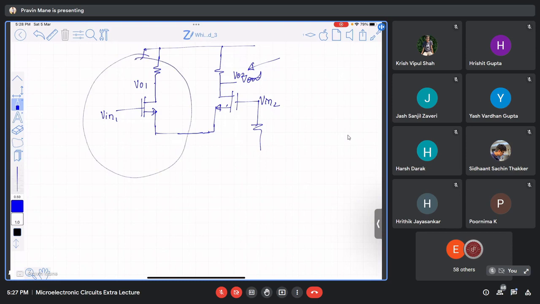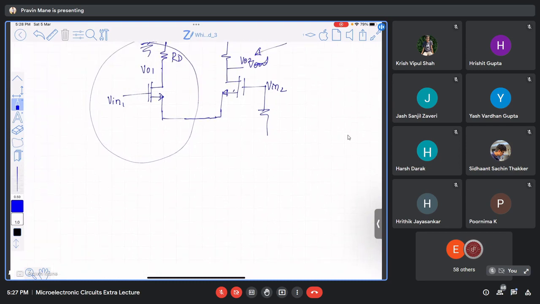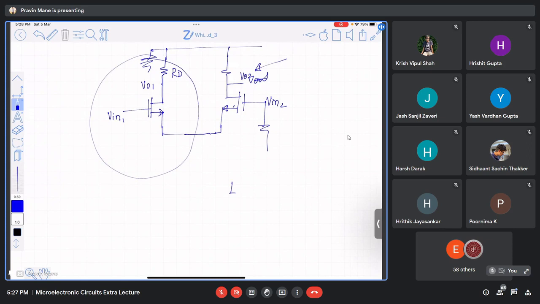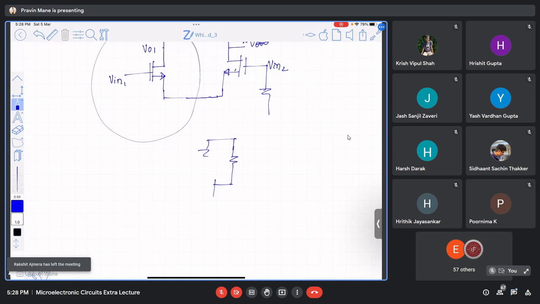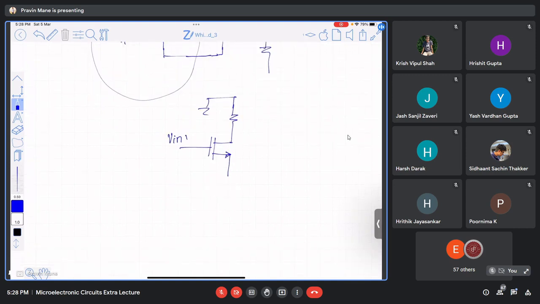So remember that for gain calculation, VDD is also connected to ground. This is RD. Okay, I want to calculate what is the output here. So this is connected to ground. This is Vin1. And I want to find out what is the Thevenin's equivalent voltage. It is not threshold voltage, it is a Thevenin's equivalent voltage. And what is RTH? I have to find it out.